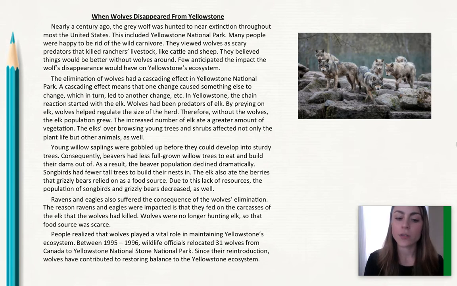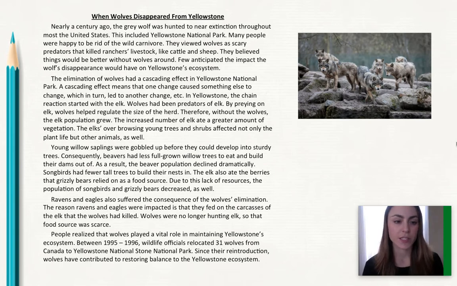Ravens and eagles also suffered the consequence of the wolves' elimination. The reason ravens and eagles were impacted is that they fed on the carcasses of the elk that the wolves had killed. Wolves were no longer hunting elk, so that food source was scarce. People realized that wolves played a vital role in maintaining Yellowstone's ecosystem. Between 1995 to 1996, wildlife officials relocated 31 wolves from Canada to Yellowstone National Park. Since their reintroduction, wolves have contributed to restoring balance to the Yellowstone ecosystem.